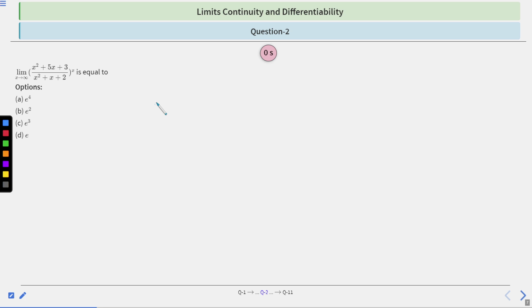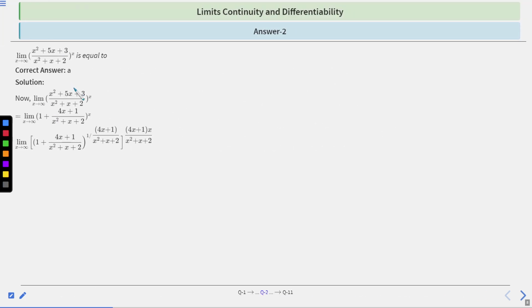Okay, let's move to the solution part. As we have discussed, it is 1 to the power infinity form, right? So it can be written as limit x tending to infinity, (x squared plus 5x plus 3) upon (x squared plus x plus 2), to the power x, right? Which is equal to limit x tending to infinity. It can be written as (1 plus (4x plus 1) upon (x squared plus x plus 2)) to the power x, clear?